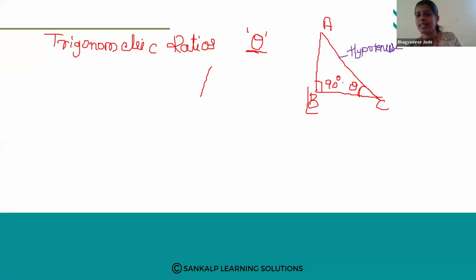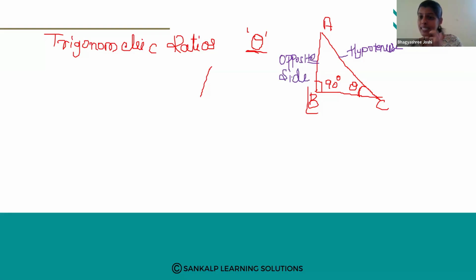That side we call the opposite side, the side opposite to angle theta. So this side AB we call the opposite side. Why? Because this is opposite to the angle theta. Therefore it is called the opposite side, right? So this is the opposite side.